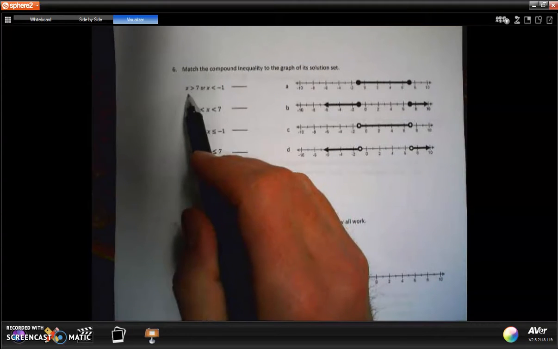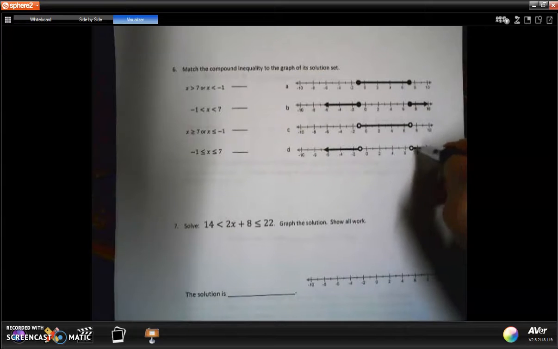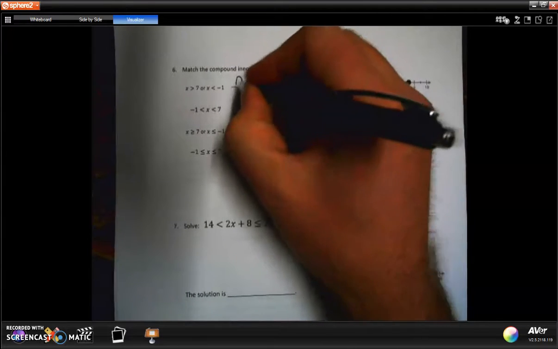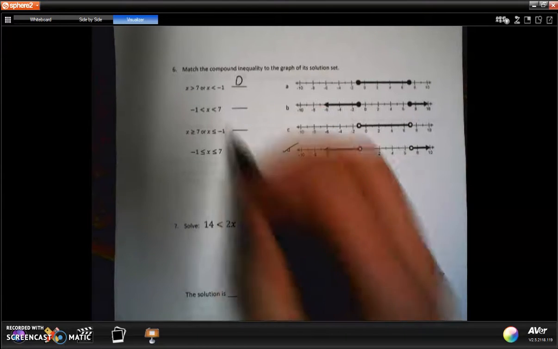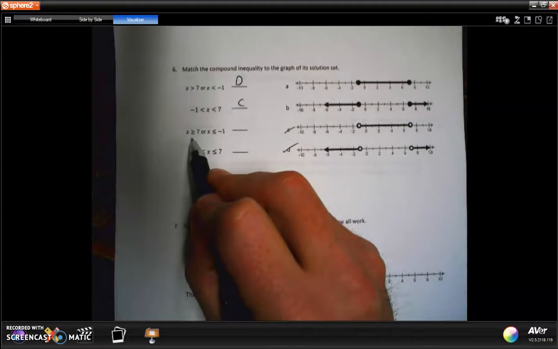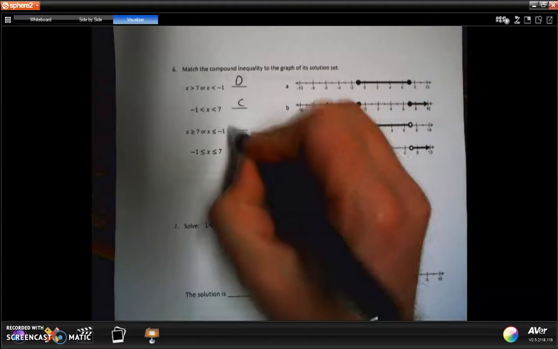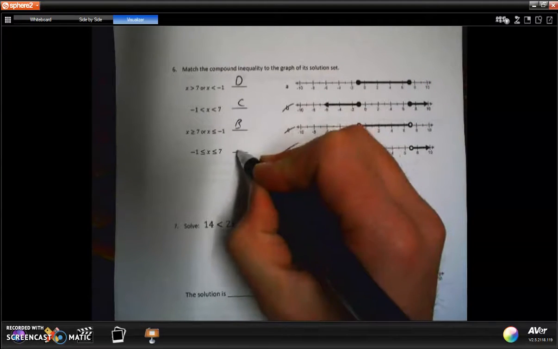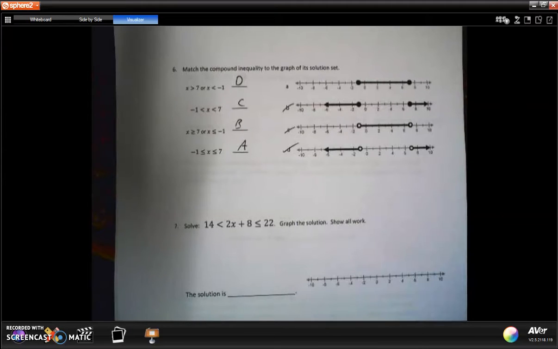Match the compound inequality to the graph of its solution set. So x is greater than 7 or x is less than negative 1. Notice it's greater than, so it's got to be an open circle, greater than 7, less than negative 1. So we got D. X is in between negative 1 and 7 with open circles. So C. X is greater than or equal to 7, or x is less than or equal to negative 1, B. Oh, look at that. So then the last one has to be A, because x is between negative 1 and 7 with closed circles.